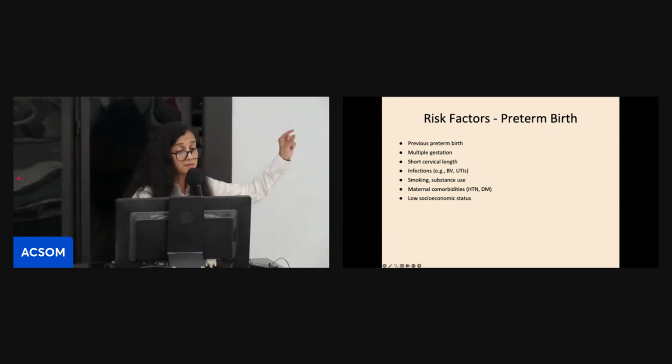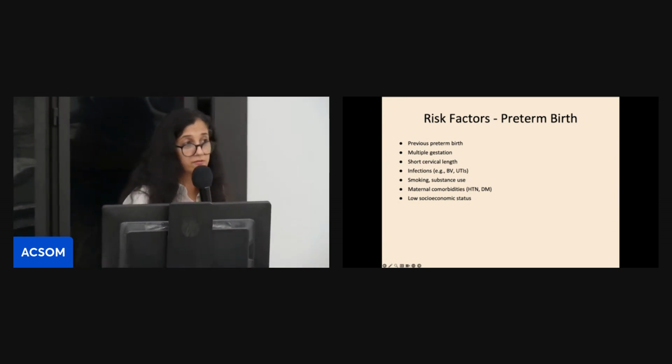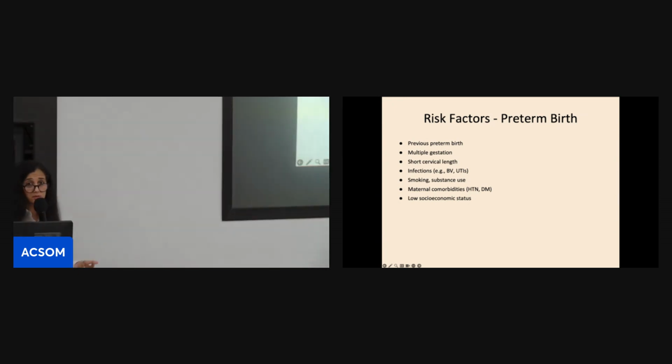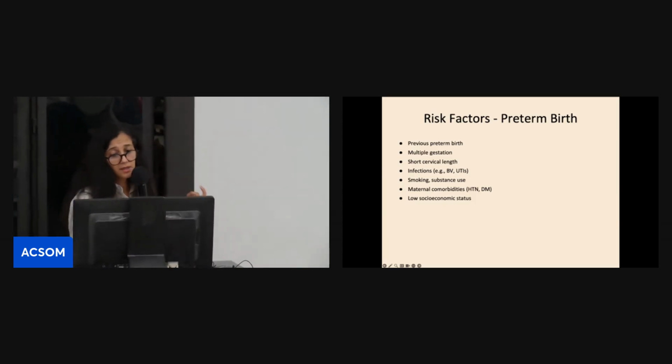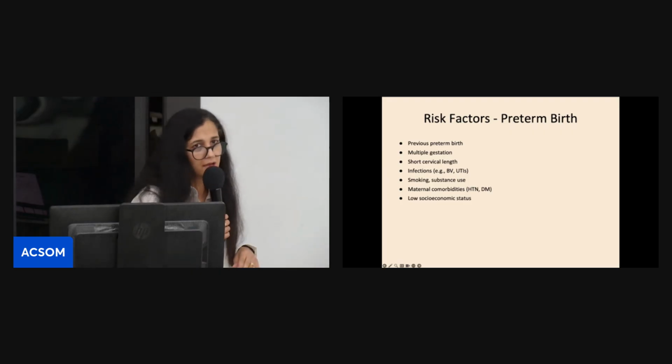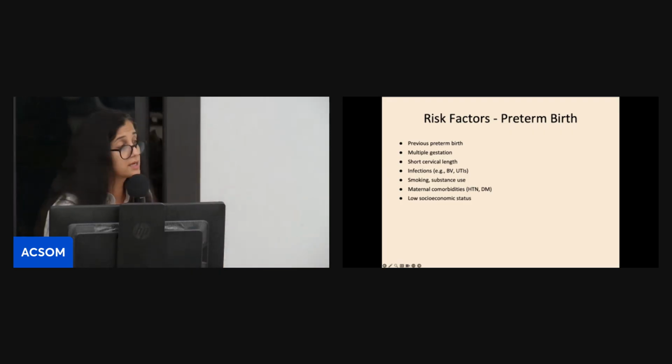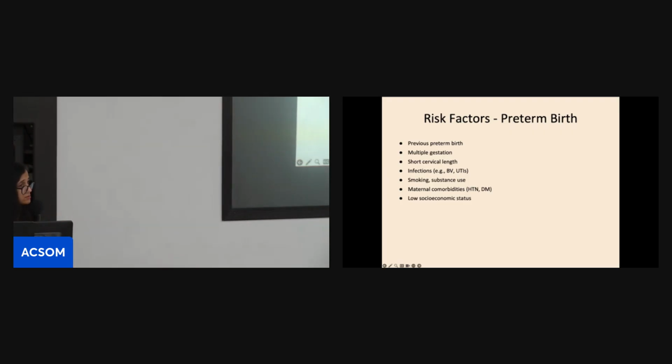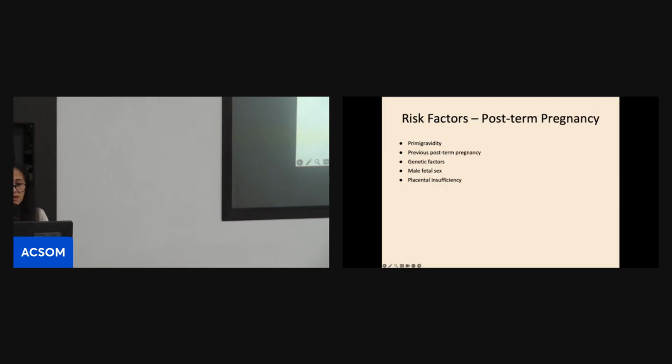Short cervical length, obviously, we talked about that yesterday. Infections, bacterial vaginosis, we also talked about that, but also UTIs, smoking, and any other comorbidities. So hypertension, diabetes, all at risk for preterm birth, and low socioeconomic status. Multiple risk factors involved with that, right?